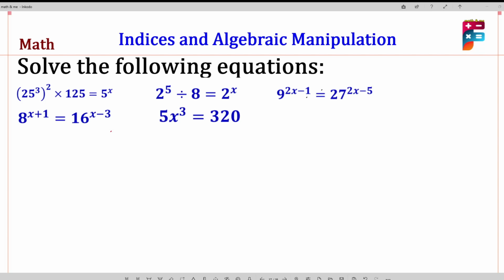Our topics are indices and algebraic manipulation. In this video, we are going to find x for the following equations. Let's start. Number 1.